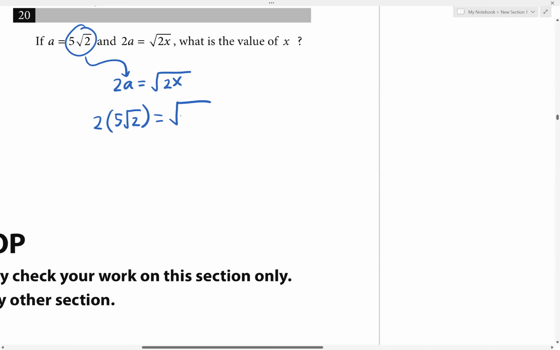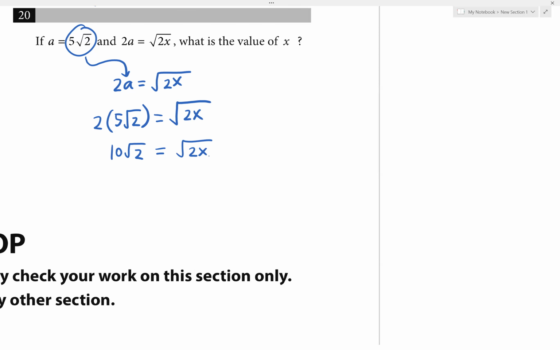We get 2 times 5 times square root 2 equal to square root 2x. On the left side, we can simplify this a little bit. 2 times 5 will be 10 times square root 2, and that's equal to square root 2x. So now we're using this equation to solve for x.